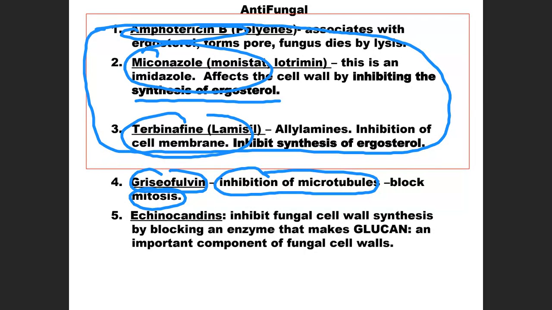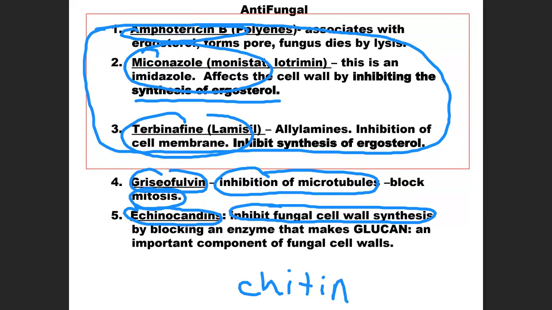Okay, and then the echinocandins. The echinocandins inhibit fungal cell wall production. Does anybody remember what the cell wall of a fungus is made of? Right, it's made up of this really tough carbohydrate called chitin. And one of the sugars in chitin is glucan. Without glucan, you can't make chitin. So the echinocandins prevent glucan synthesis. Basically, you're inhibiting the cell wall that way.